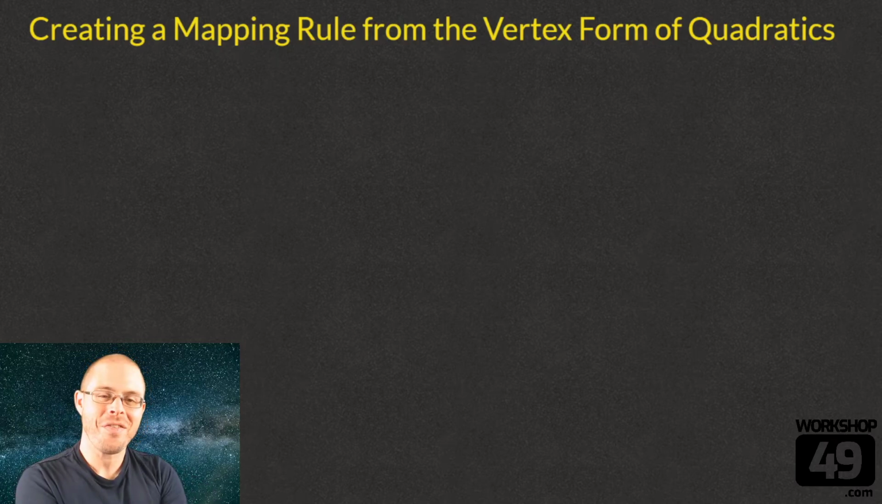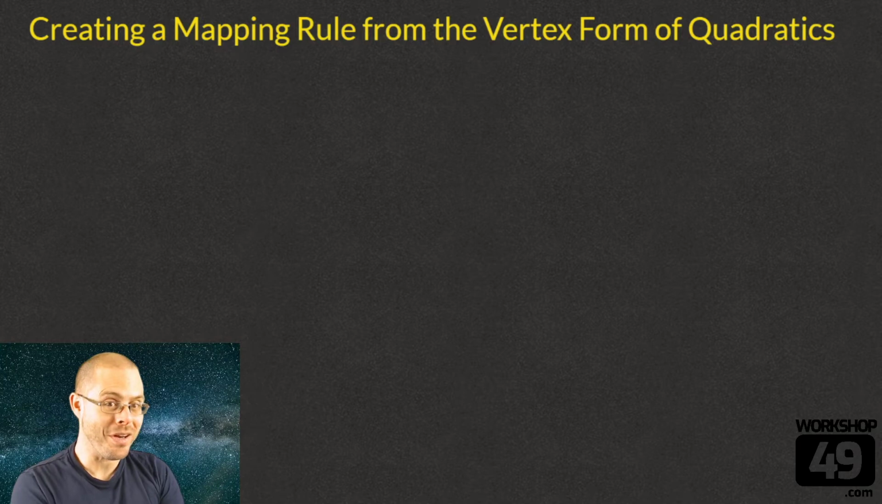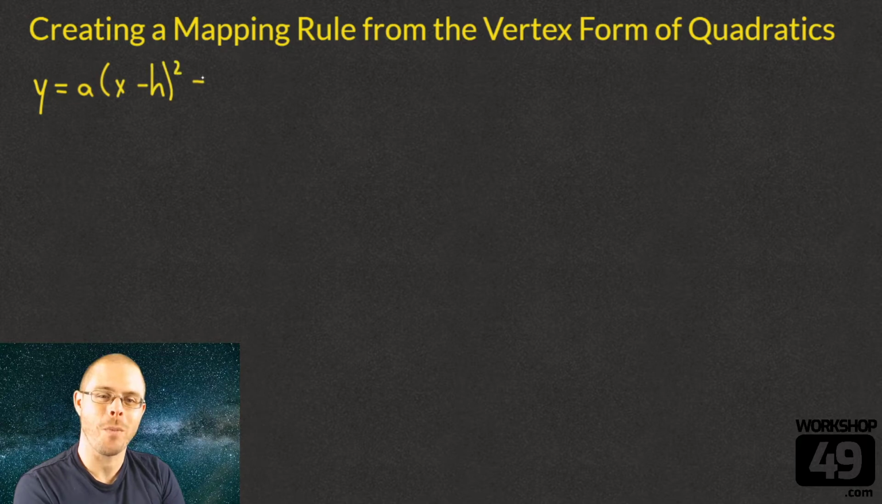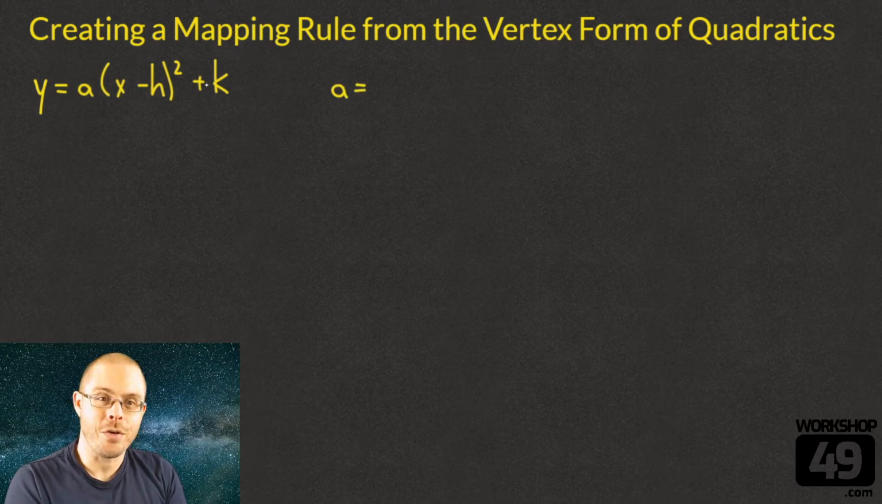Hey everyone! In this video, we are going to be learning how to create a mapping rule if you have been given the vertex form of a quadratic. I hope that everyone remembers from last video that a vertex form of a quadratic is any quadratic that's written in the form y equals a(x minus h) squared plus k. Now, the actual letters don't matter, but it's that form that it has to look in. What is important is that you know what each of those letters mean.